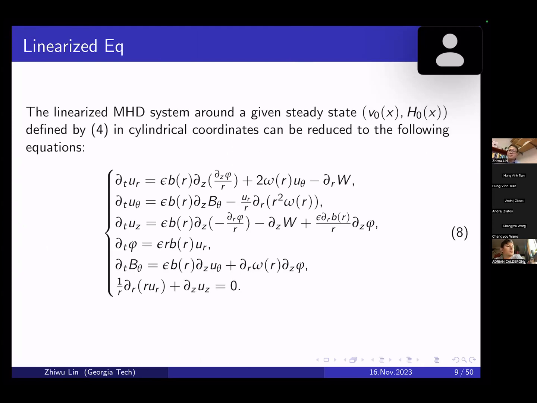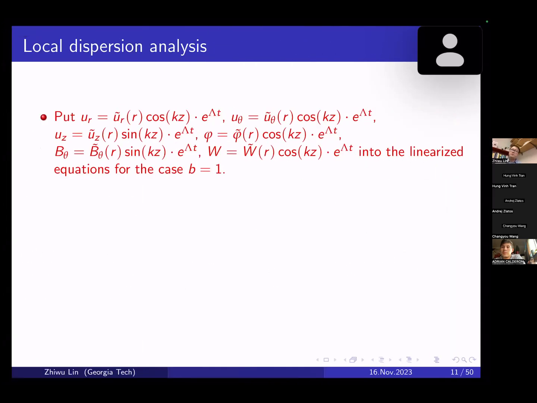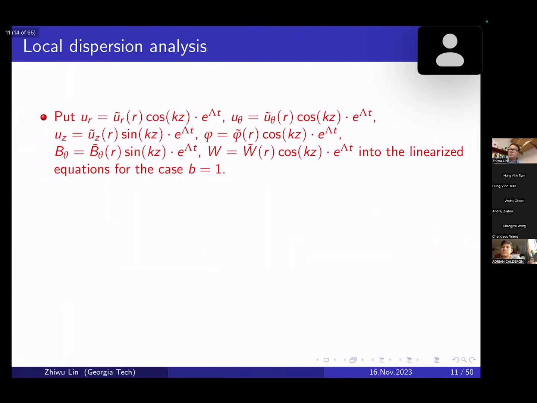Okay, now let's see how we can understand the stability. A common way to look for an unstable mode is to do separation of variables, because here our steady state only depends on R. Our solution actually does not depend on theta, it's axisymmetric. So we do this separation of variables, we separate R and Z.